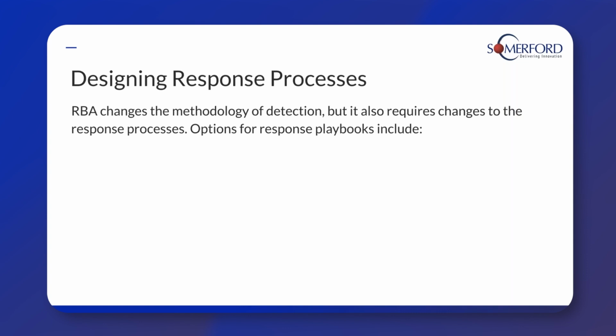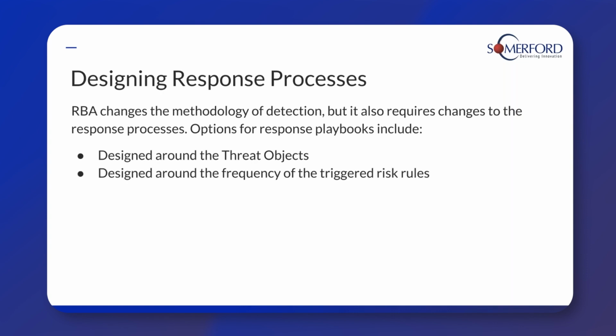And there are a number of ways of doing this, right? You could build a response playbook based on the threat objects that are involved. So if there's a URL, or a process, or a known bad IP or something like that, then that might dictate what you want to be doing. So it's, if this is the case, then run this playbook, right? You might want to define something around the frequency of how often these risk rules are triggered, right? If they're running quite frequently, then you need to do this sort of thing. If it's very rarely, then you need to do this sort of thing.